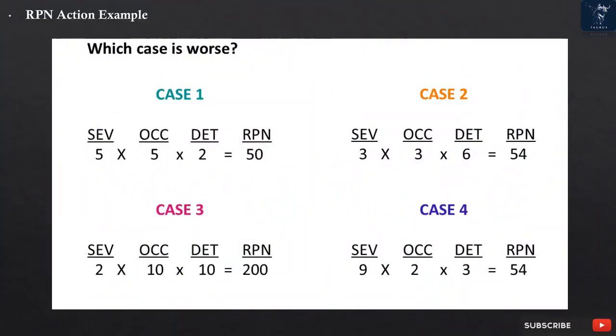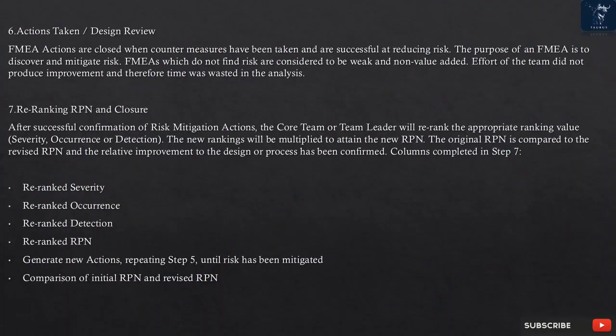RPN action example. Actions taken/design review. FMEA actions are closed when countermeasures have been taken and are successful at reducing risk. The purpose of an FMEA is to discover and mitigate risk. FMEAs which do not find risk are considered to be weak and non-value added. Effort of the team did not produce improvement and therefore time was wasted in the analysis.